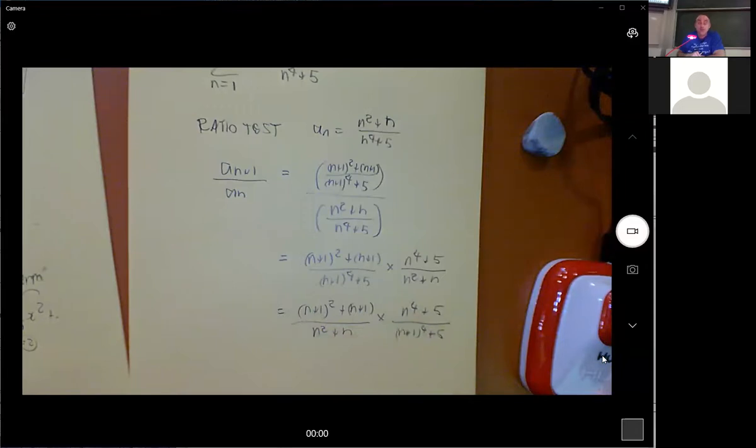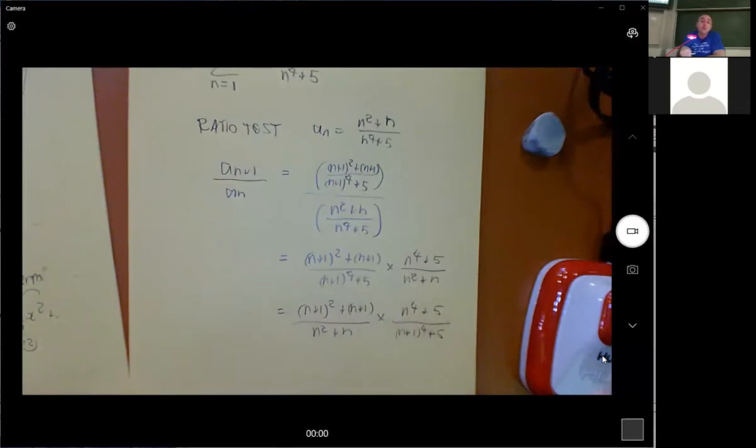Watch closely. Ready? Look at this. If n is like a million, then 1,000,001 squared is not that different from 1,000,000. These two things are going to be almost the same if n is very large. And these two things are going to be almost the same if n is very large. The limit of this bit is going to be 1, and the limit of this bit is also going to be 1.